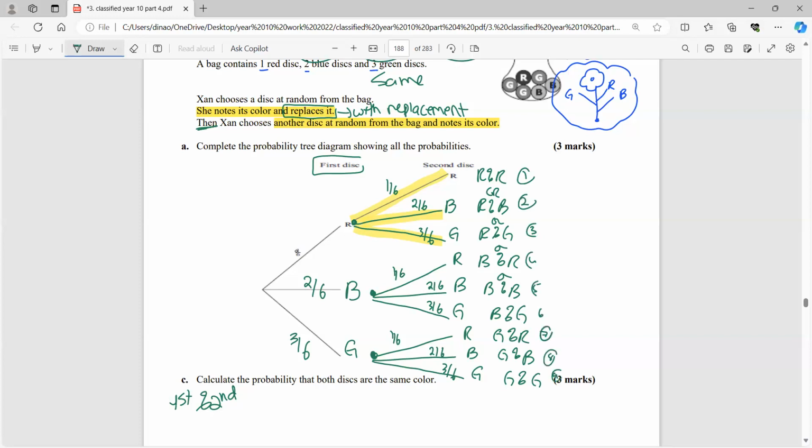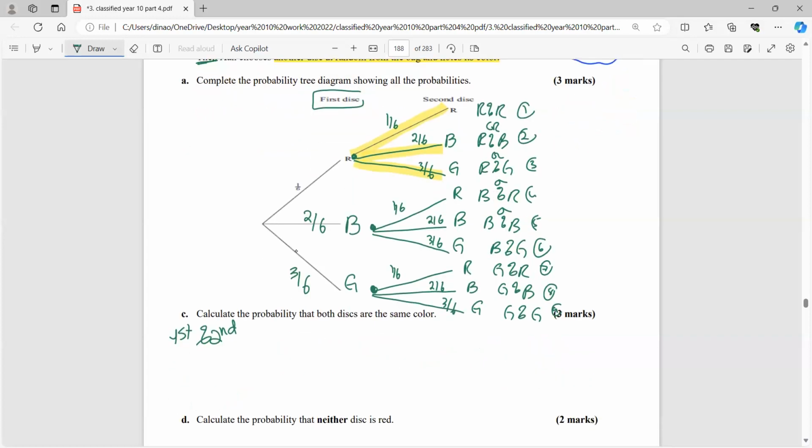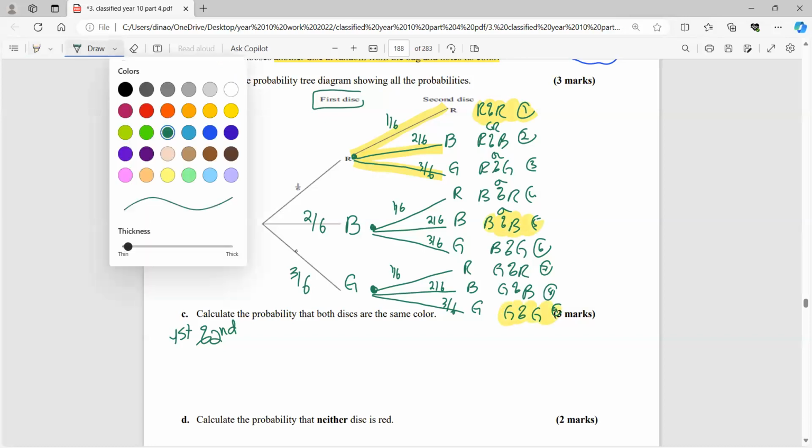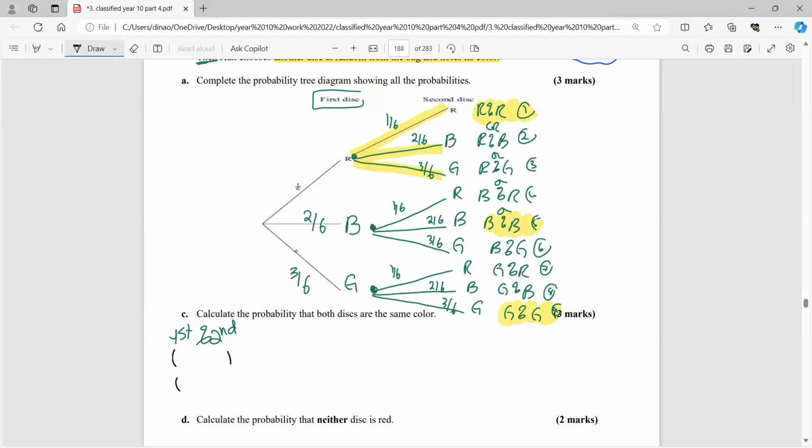Now, for questions B and C, the examiner would require some of these things. Let's see. Here it says calculate the probability that both discs are the same color. Let's highlight which outcomes have the same color. We have red and red, blue and blue, and green and green. That's 3 options. Let's write the scenario. Miss, it's easy, I know it's easy, but please. The options, these outcomes of mine, are red and red, blue and blue, green and green.